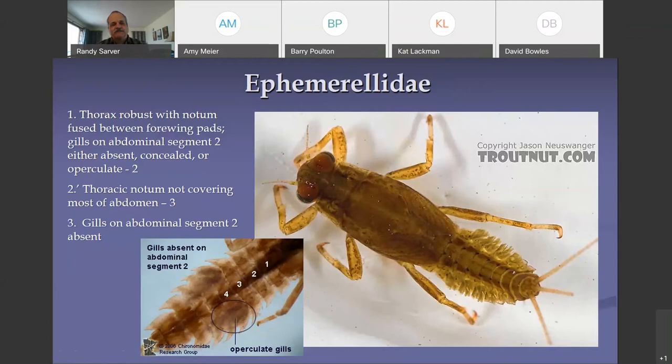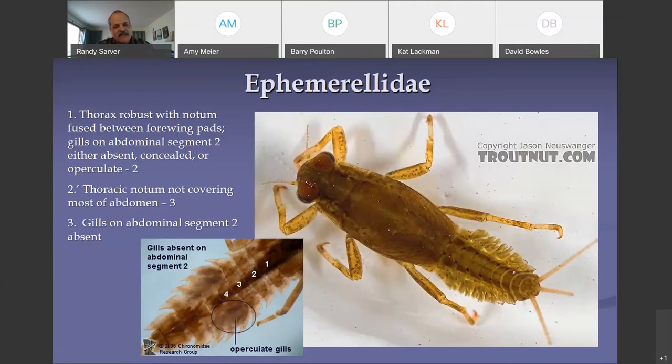Okay, so here, gills are important. Once we're into the group, the fused backs, then we have other characteristics that we need to use, and that's going to be the gills. So if we go to couplet two, we would, in this case, want two prime, because again, thoracic notum not covering most of the abdomen, like in Baetiscidae. And then we're going to move to three. And in this case, gills on abdominal segment two are absent.